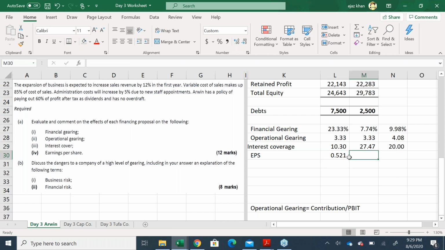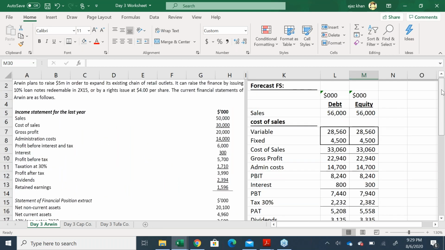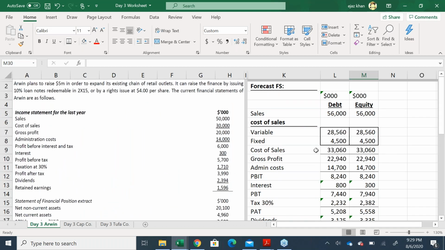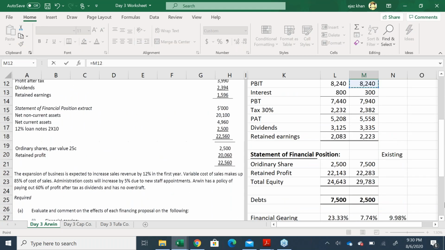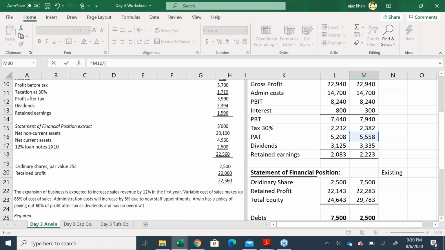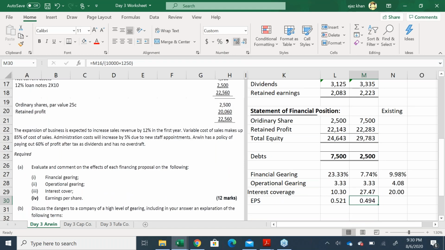EPS. Okay. But when we come to equity finance, the number of shares is going to increase. So just divide 5 million by 4. We will get the additional number of shares that we are going to get. 5 million, and each share is going to be issued at $4. So profit after tax divided by 10,000, the existing number of shares, plus 1250, the new shares. And the earnings per share will be 0.494.